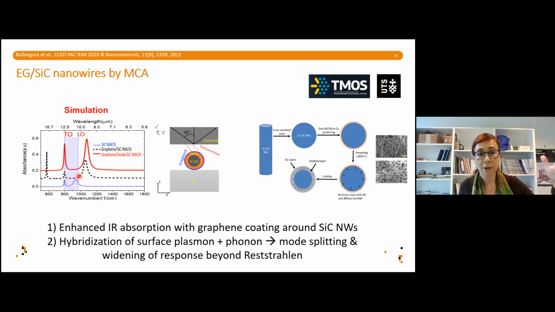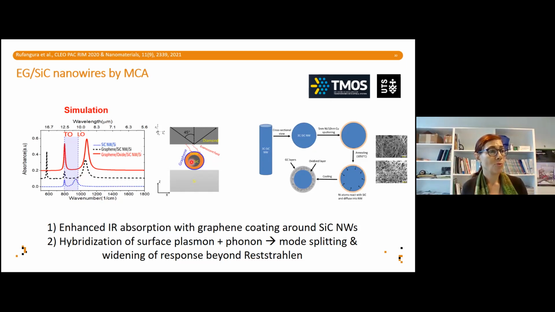We will call them here M1 and M2. And those two modes, as you can see, are appearing outside of the Reststrahlen band. This is really the important contribution of that hybridization: we are no longer constrained by that narrow window. We can enlarge the window and then potentially also tune it around.